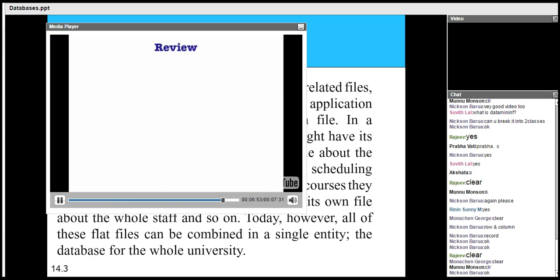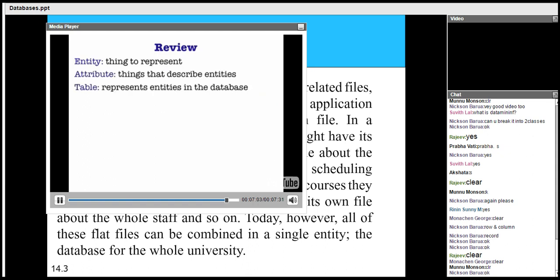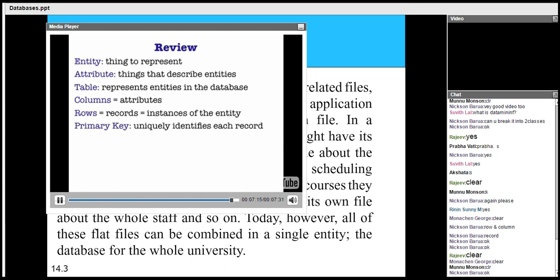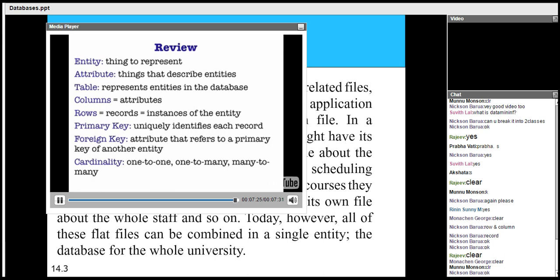Let's review some of the terms and concepts we covered in this video. An entity is a thing that we want to represent in a database. Attributes are things that describe an entity. Each entity is represented in a database as a table. The columns of the table are the attributes, and the rows of the table are the individual instances of that entity. A primary key is needed to uniquely identify each row of a table, and a foreign key is an attribute of one entity that refers to a primary key of another entity. Finally, the cardinality of a relationship may be one-to-one, one-to-many.